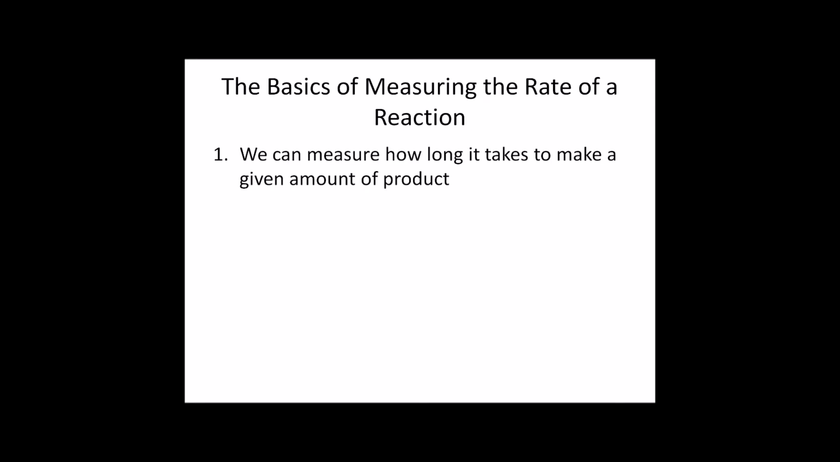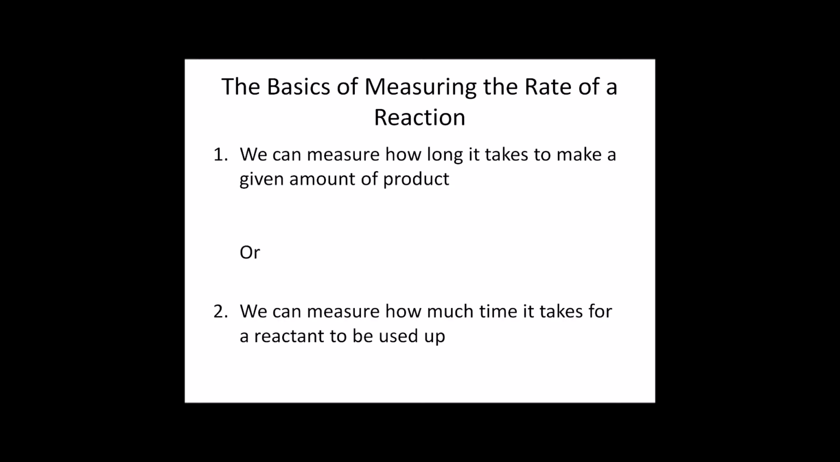So, the basics of measuring the rate of reaction. The first step is we can measure how long it takes to make a given amount of product. So obviously in a reaction, starting with our reactants, they react together, hence the name reactants, and they make the product. The other thing that we can do is measure how much time it takes for a reactant to be used up, which is significantly more difficult to do.